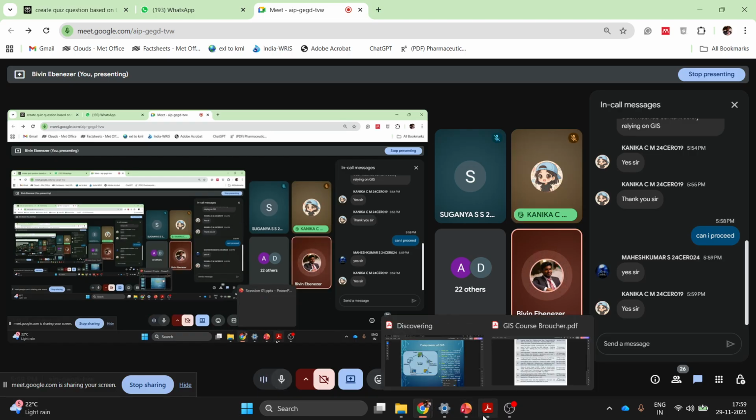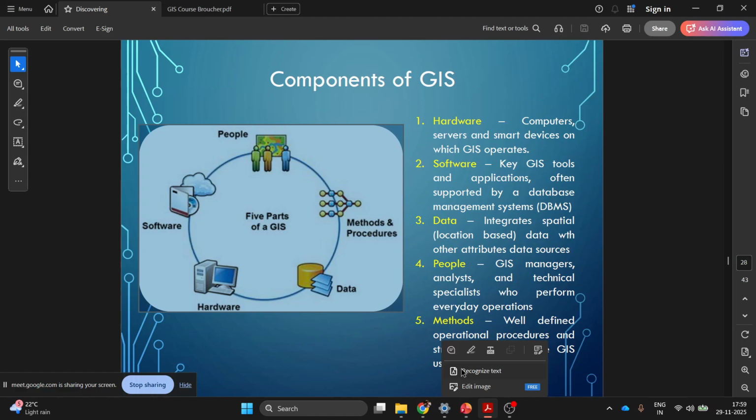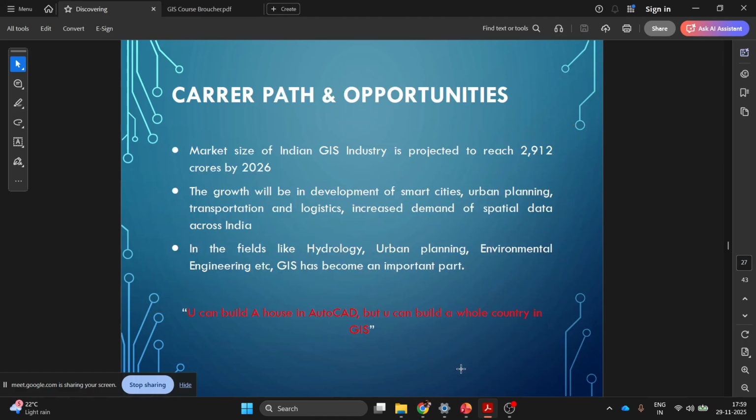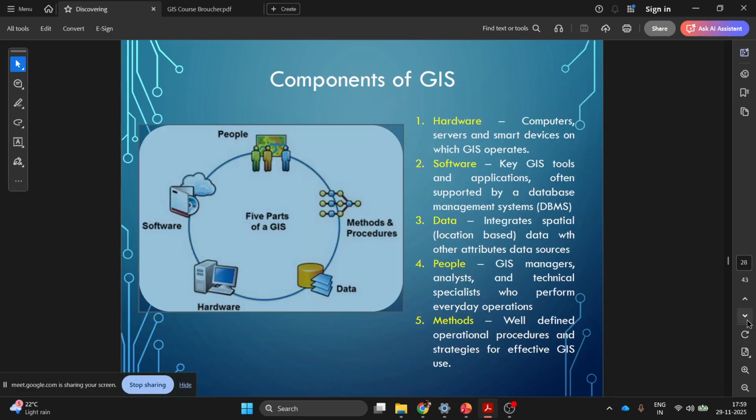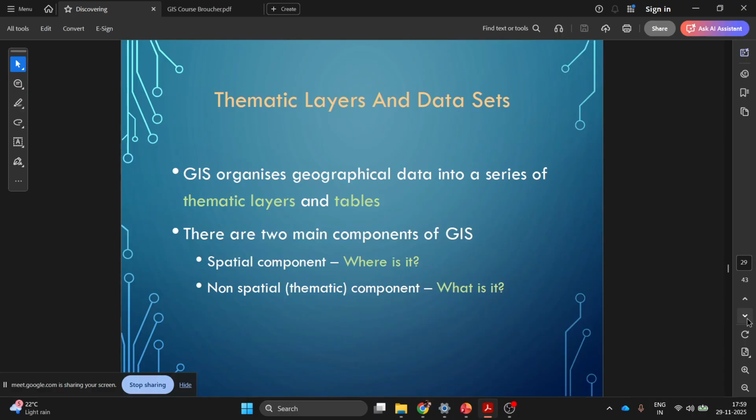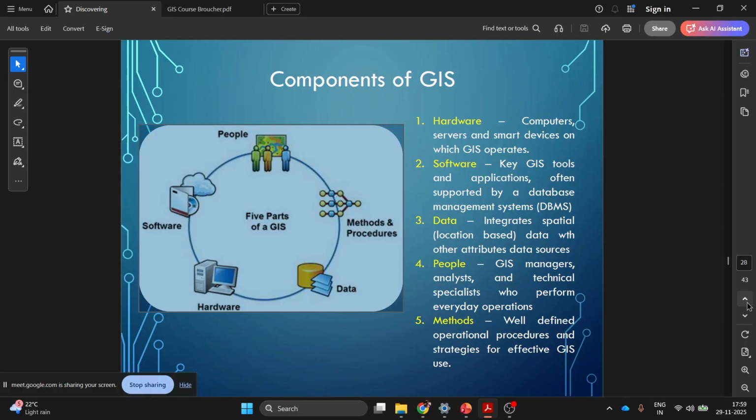Okay, let me proceed with the next part, that is the different components that are there in GIS, and also the different data sets that are there and other things. So, components of GIS. From the beginning, we were talking about information and methods to store this data, how we are going to store this data, and how we are going to analyze this data. That is where the components of GIS come into play.